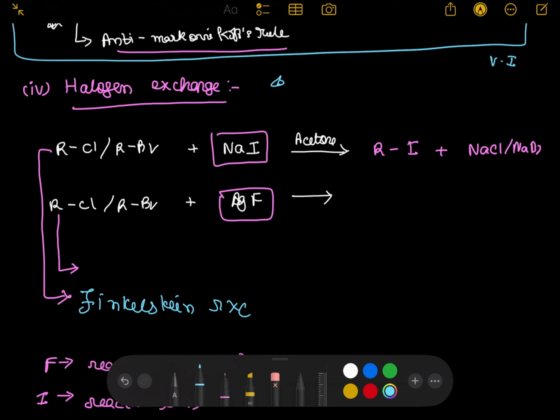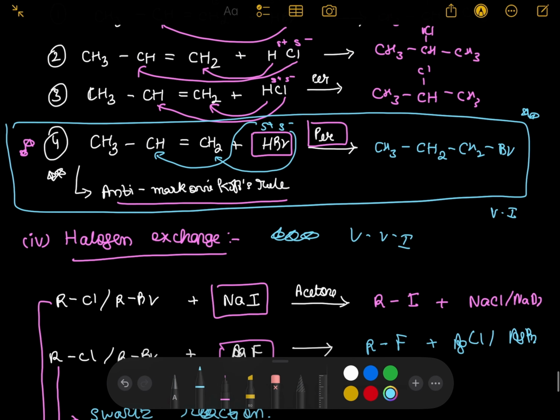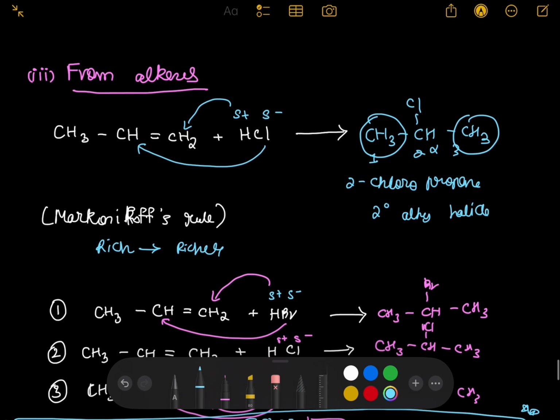Now next one is when I'm reacting RCl or RBr with AgF, I get RF plus AgCl or AgBr. This reaction is called the Swarts reaction. Mark this reaction also, very important. Both of them are very important. Now practice all these equations properly, because they're very important for your conversions.